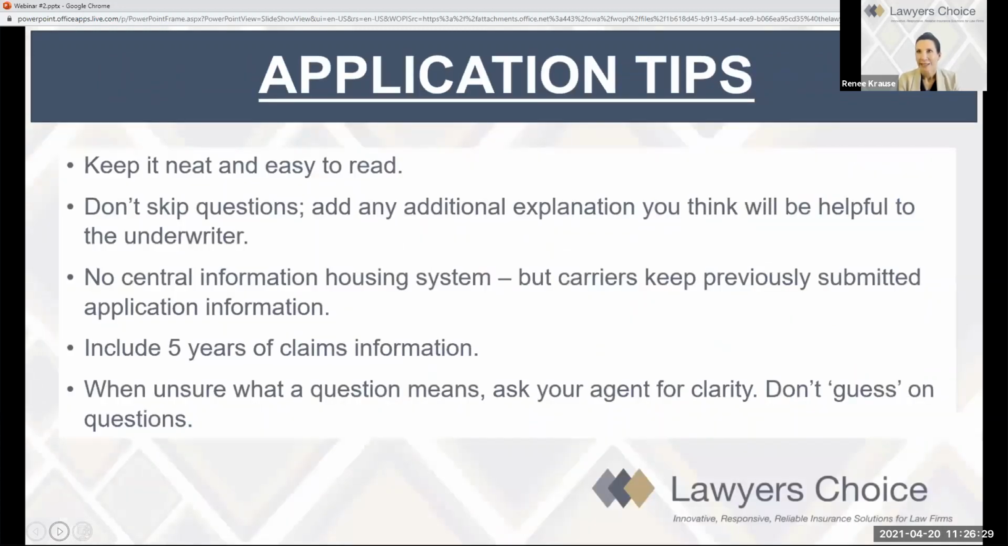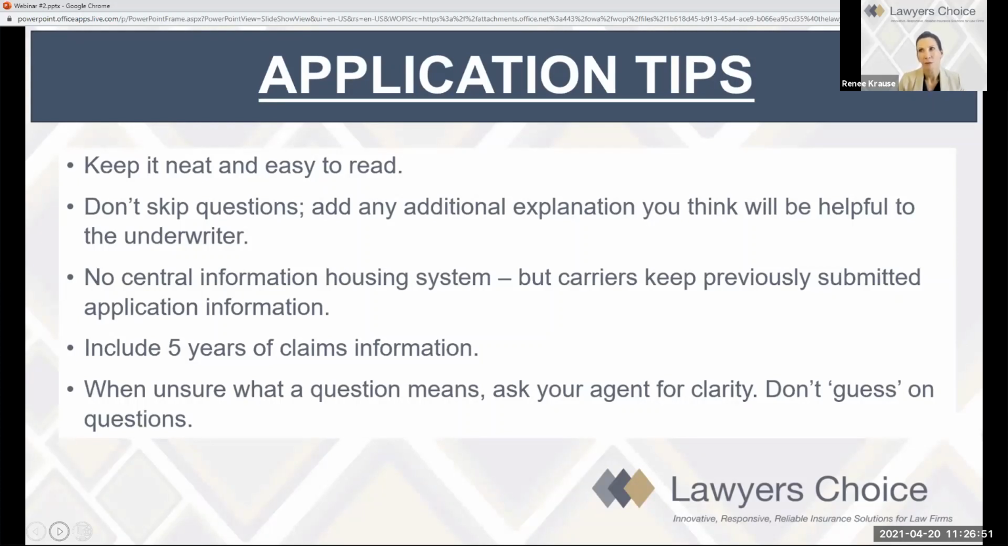Okay, so application tips. These are just some overall helpful things that really get you a better rate. 1, keep it neat and easy to read. Underwriters are looking at hundreds of files, and if yours looks really put together, they get excited about diving into it and offering a rate. Don't skip questions. We've talked about that a little bit.